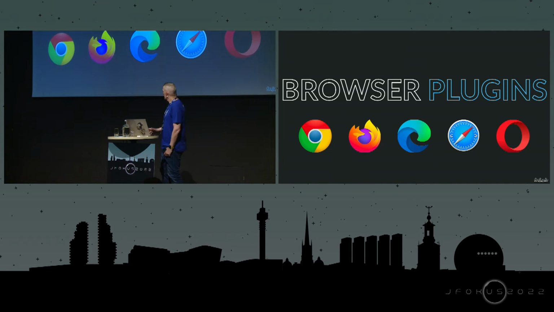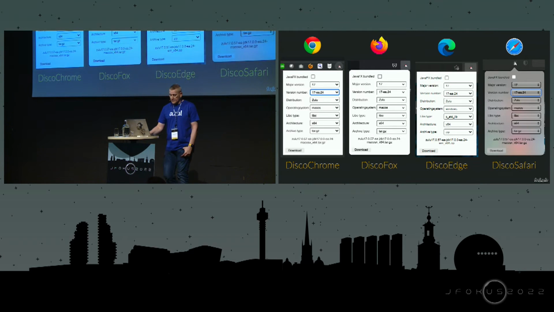And in addition, I've also created some browser plugins for all these browsers that you see here. And in principle, they all look the same. It's always the same window because it's easier. And you can also select JavaFX, for example, if you would like to have distributions that come bundled with JavaFX, then you get only these ones. And you will find them for Chrome in the Chrome App Store. It's Disco Chrome, Disco Fox, Disco Edge, and Disco Safari. And the Safari one is in the Mac App Store, because this is a little bit different on Mac.